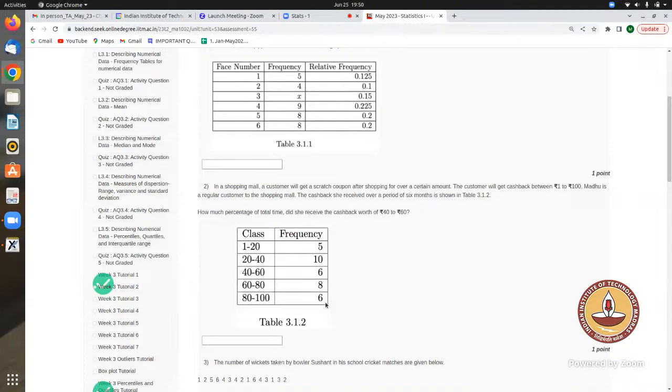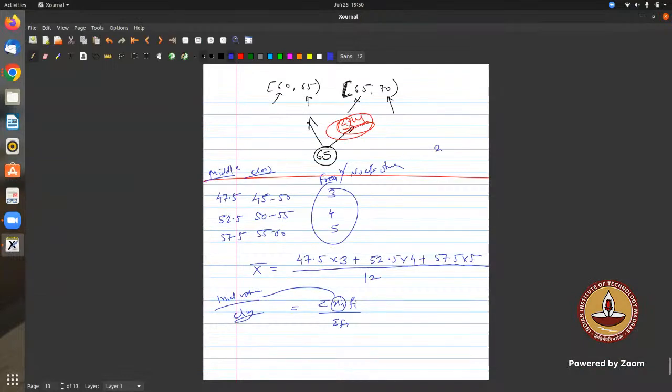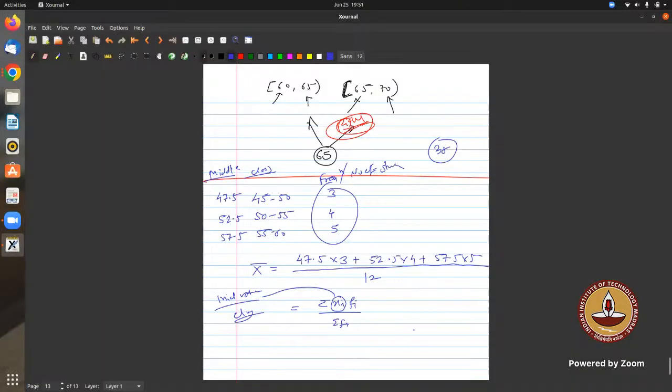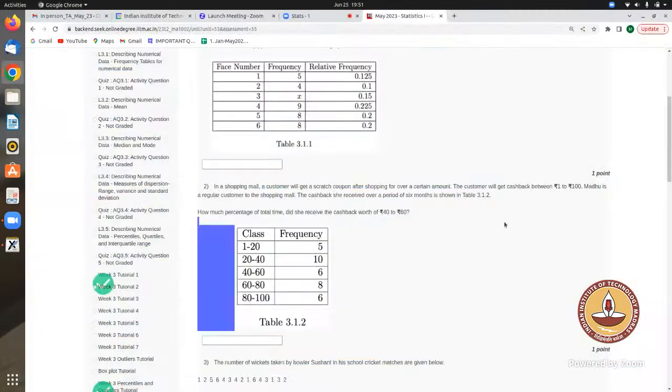So the total frequency is 35. Yes, so a total of 35 times she has got the cashback, right? Out of 35, how many times has she got the cashback between 40 to 60? 6 times. So this asks for percentage relative frequency. What is the percentage relative frequency here? It is 6 by 35 into 100. This is the answer. This is relative frequency, but this is percentage relative frequency.